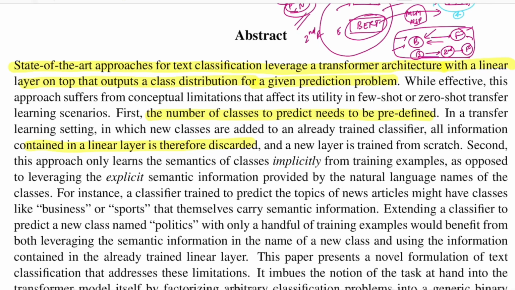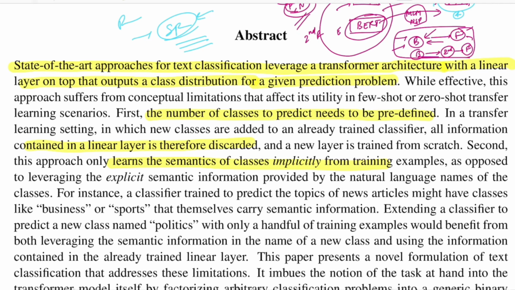Then the second disadvantage is that these systems learn a semantic meaning of these classes implicitly through the training samples. Which means they are not essentially understanding the word, let's say, positive or sports for that matter. They are deriving the meaning of these words based on the training samples that they see. But it might be really helpful if you already know what this class label actually means.